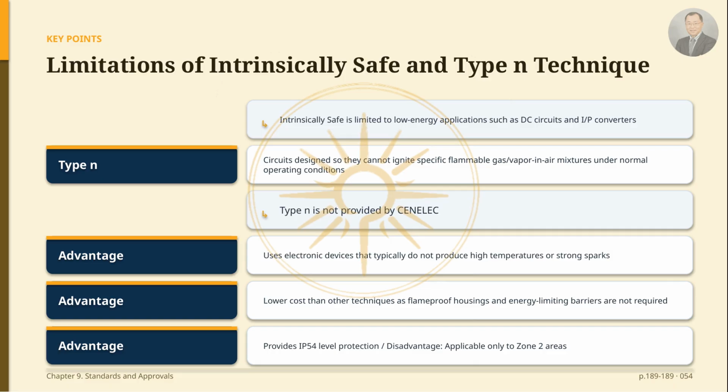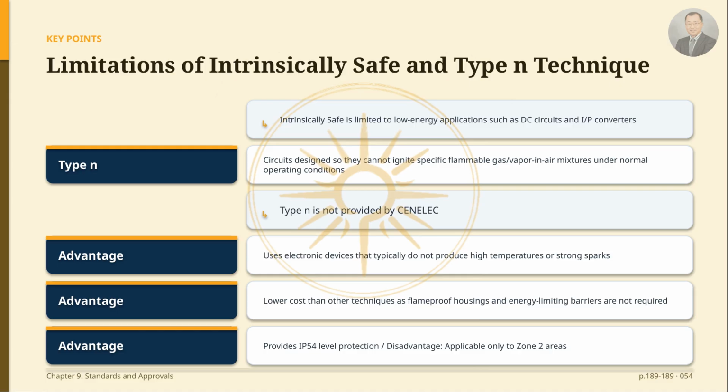Next, I would like to introduce the Type N technique. This technique involves incorporating circuits into electrical instruments that are not capable of igniting specific flammable gases or vapor and air mixtures under normal operating conditions. One thing to note is that the Type N protection method is not available from Senelec.